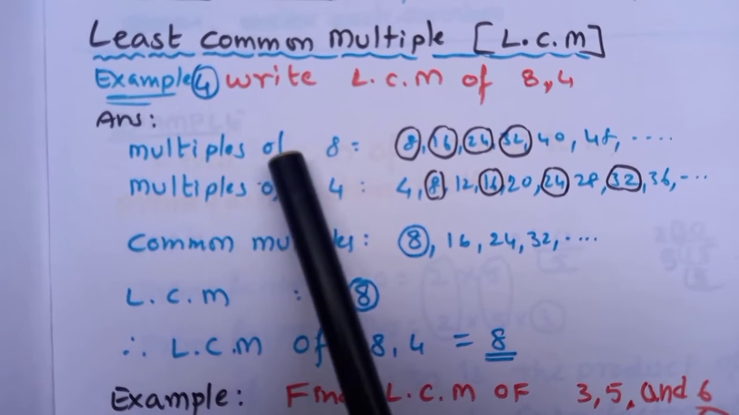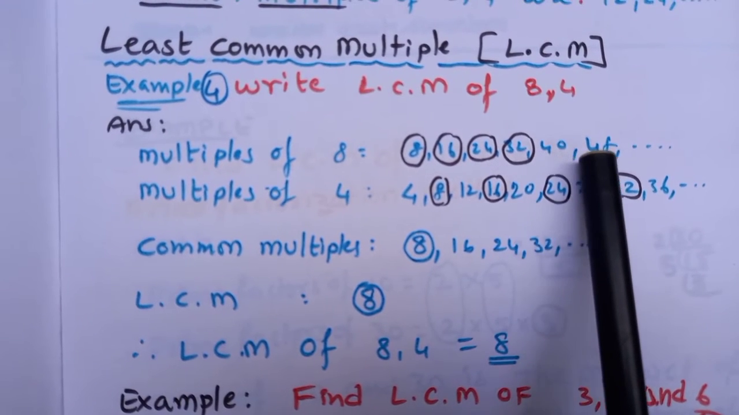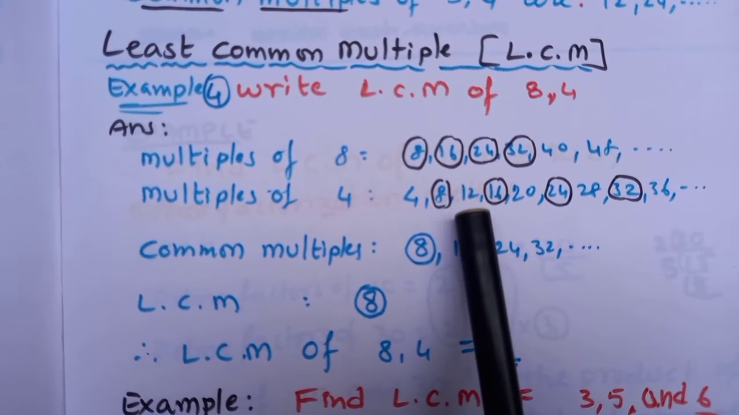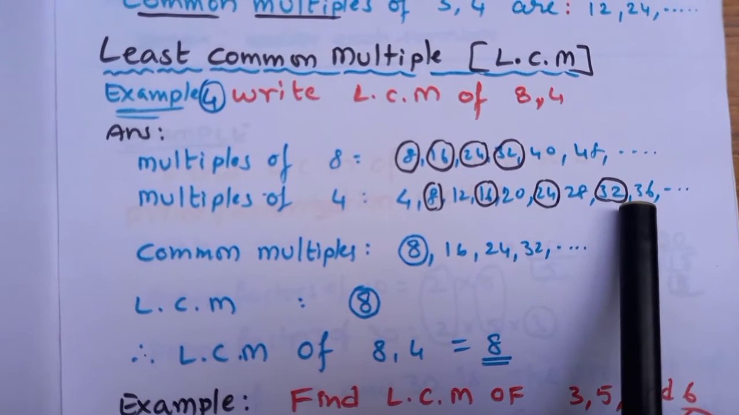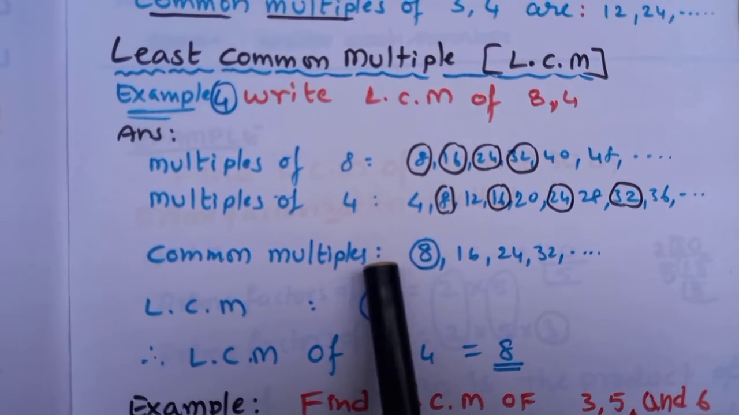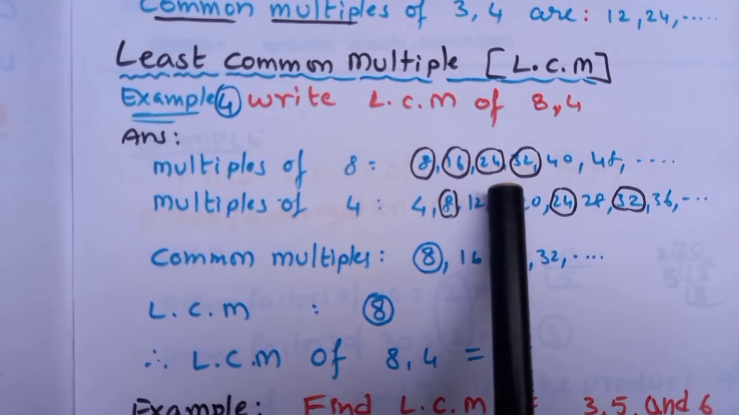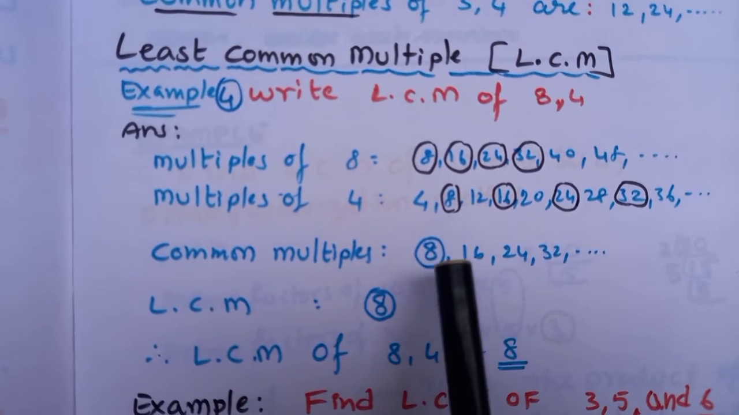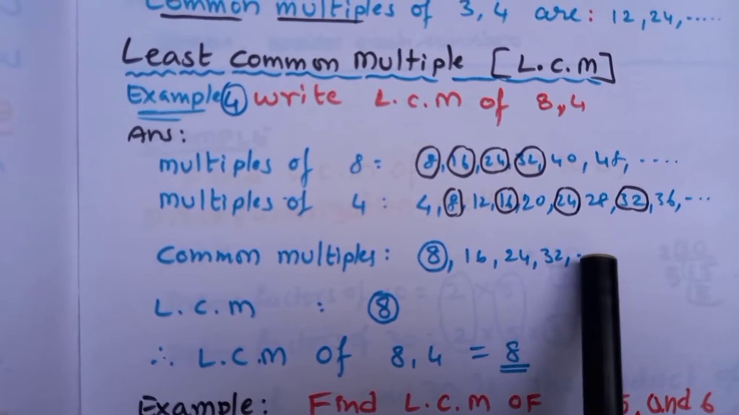First, multiples of 8 are 8, 16, 24, 32, 40, 48 and so on. Next, multiples of 4: 4, 8, 12, 16, 20, 24, 28, 32, 36 and so on. Now, what are the common multiples? Here 8 is common, 16 common, 24 common, 32 common and so on. Now write down those common ones: 8, 16, 24, 32, and so on.